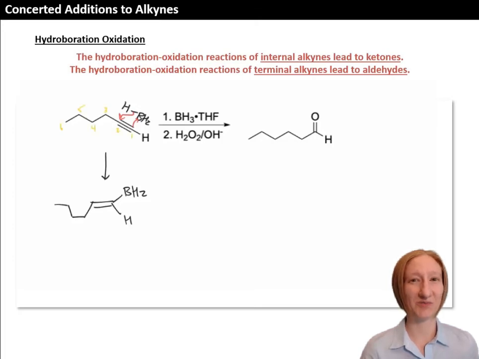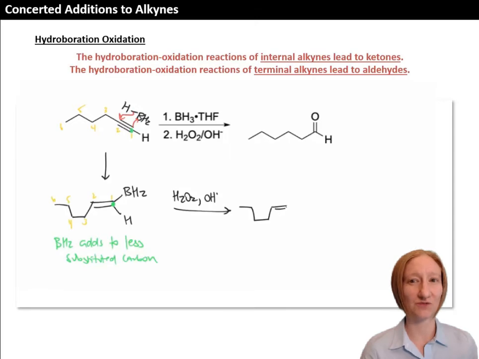I like to count my carbons in the starting material and the product to make sure that I have the right number of carbons and to make sure that I draw the alkene in the right place, in the same position as the alkyne. Here that's carbons 1 and 2. In the second step of the reaction, hydrogen peroxide and hydroxide replace the BH2 group with an OH. This gives us the enol intermediate.